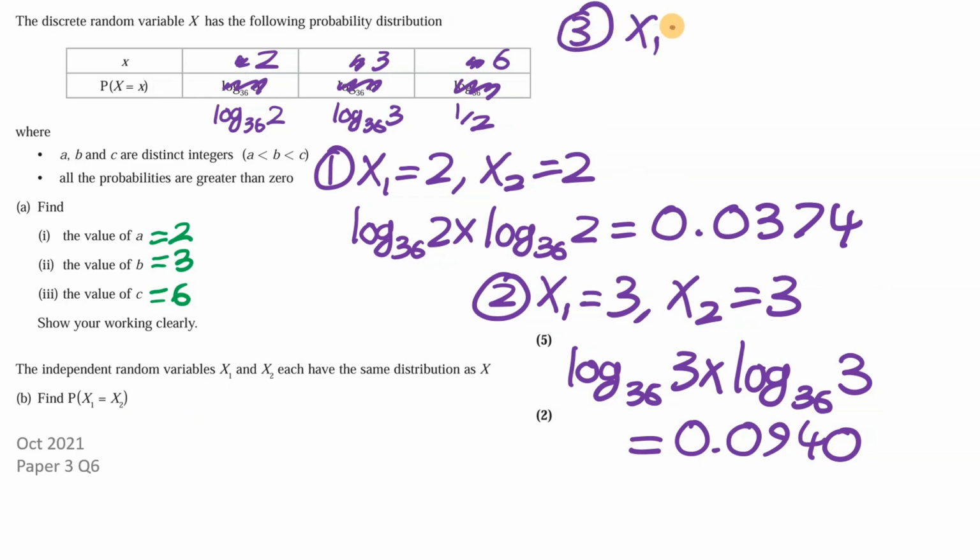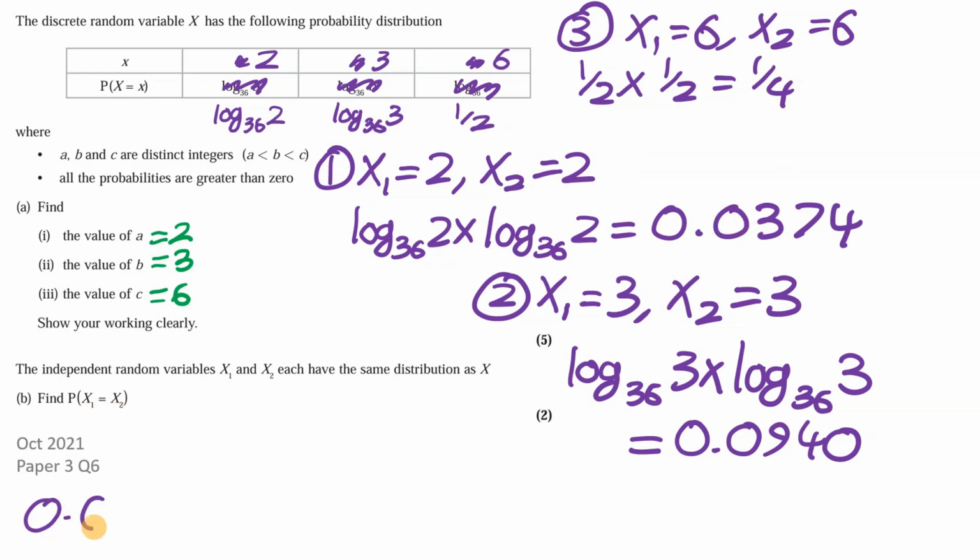And then the third possibility is that x1 is equal to 6 and x2 is equal to 6. So therefore the probability of this is the probability of x1 being equal to 6, which is a half, multiplied by the probability of x2 being equal to 6, which is a half, and half times a half is a quarter. So the probability of x1 being equal to x2 is these probabilities added together.